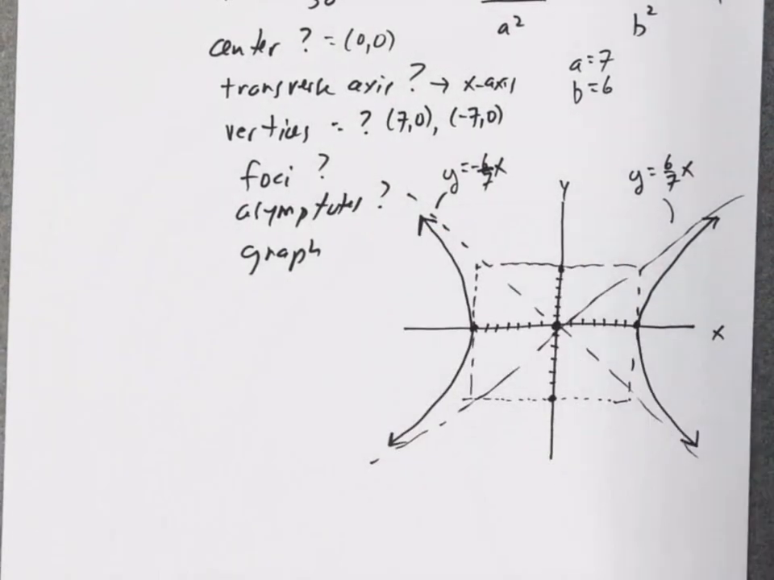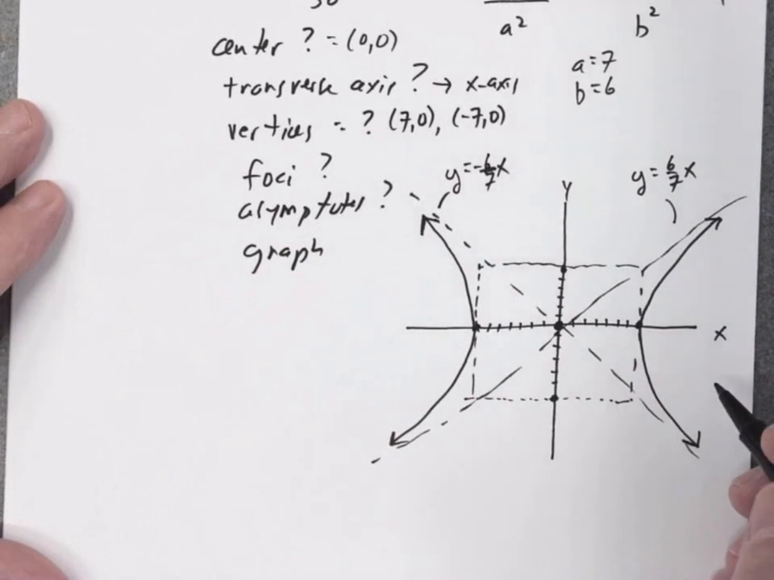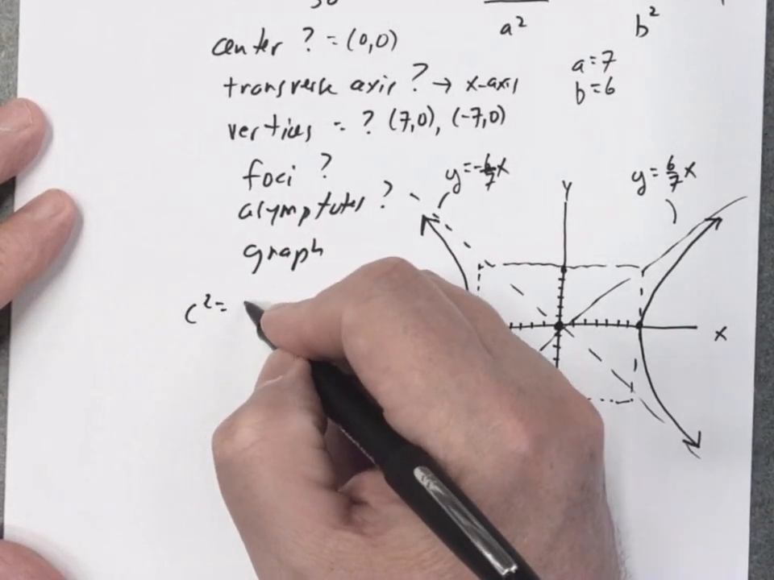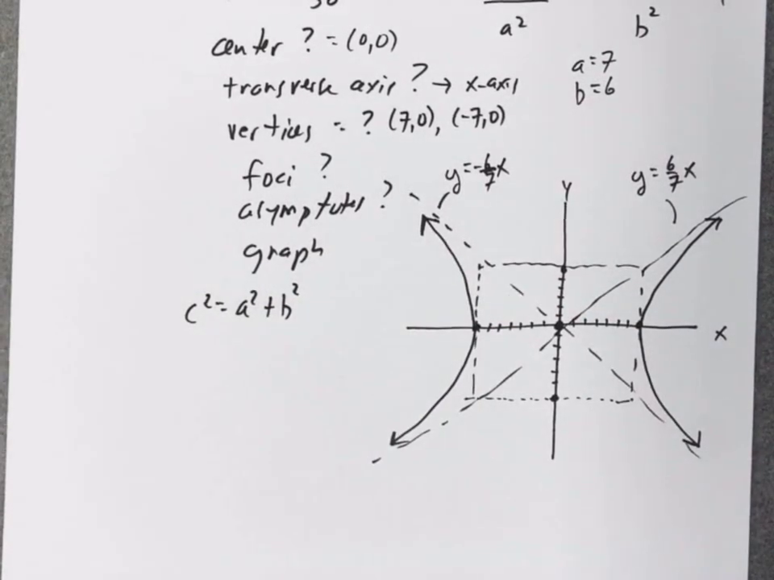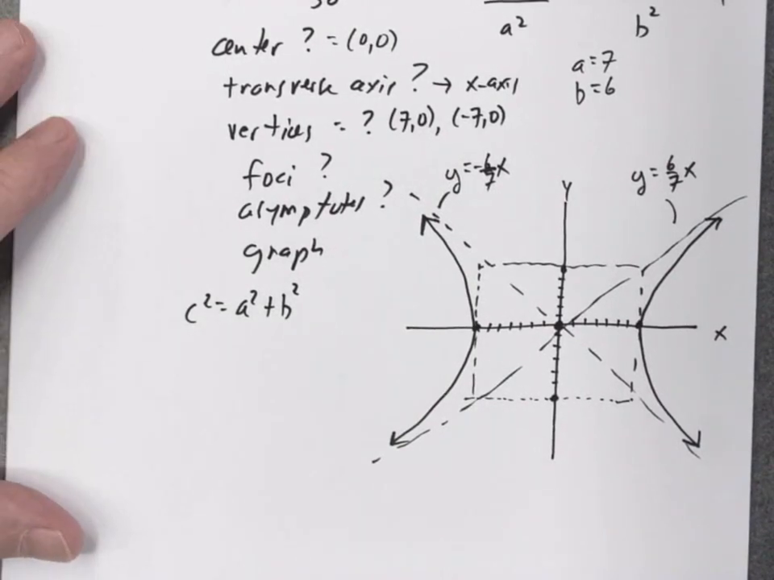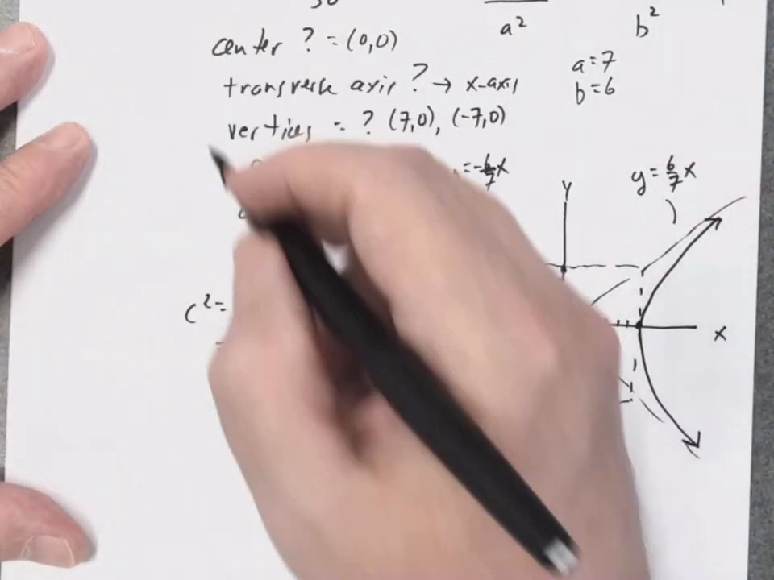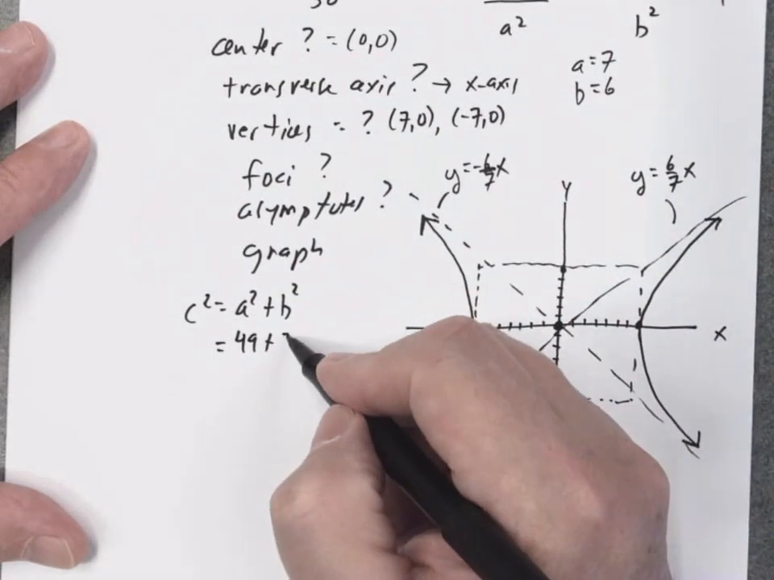And then the last thing are the foci, and we have to do that mathematically. So once again, for a hyperbola, the equation for the foci is c squared equals a squared plus b squared. C is the distance from the center to the foci. So I need to determine that. Well, a squared is 49. B squared is 36.